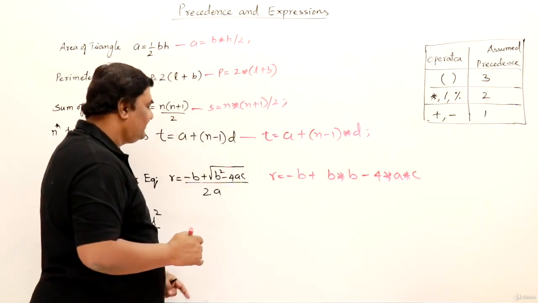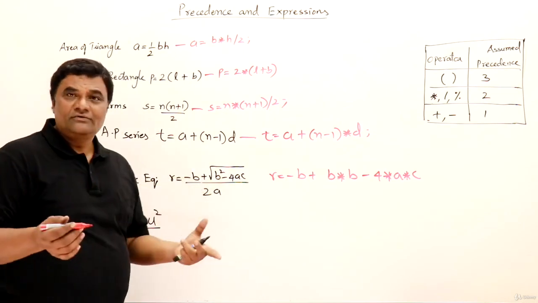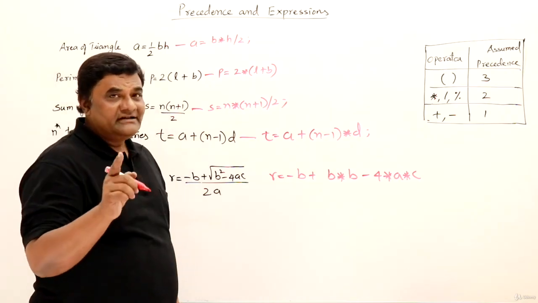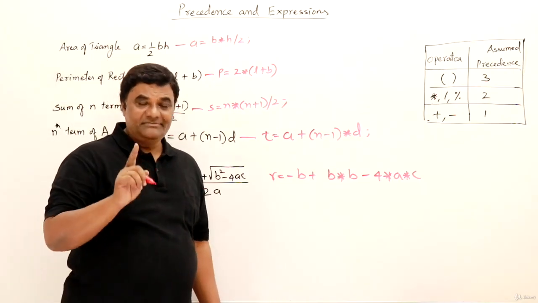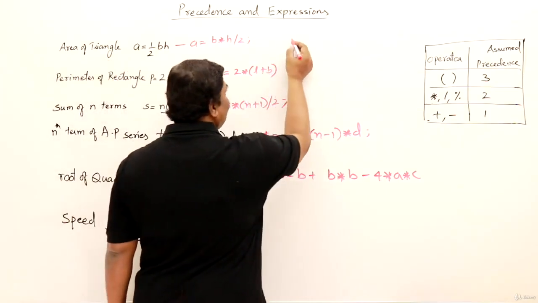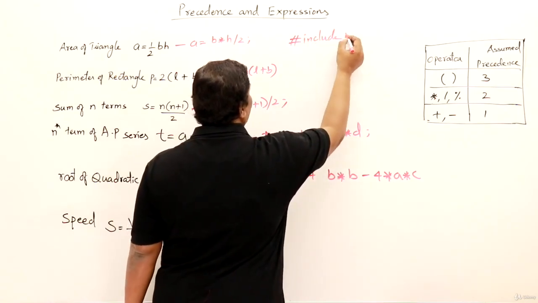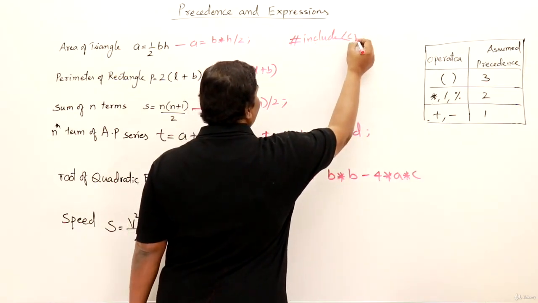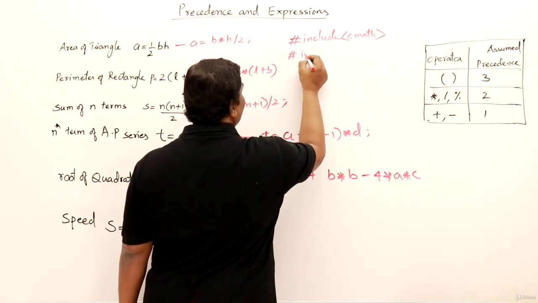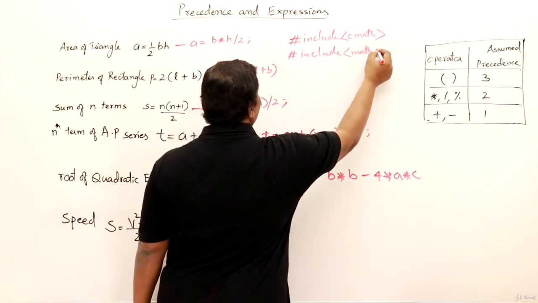Yes, this is perfect. Now this whole thing has to be in square root. How do you find square root? For square root, there is a header file available in C++ which has the square root function, and that header file name is cmath. So you can say #include <cmath>, or else you can also write #include <math.h>. Whatever one you like, you can use it.